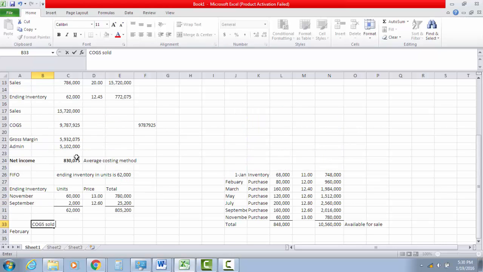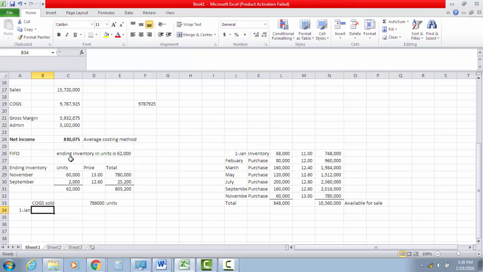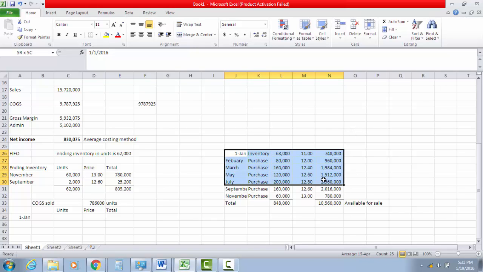You sold 786,000 units. And then here, what we're going to do is break out what units you sold. So we're going to do January 1, your items. Let me format my spreadsheet a little. So you sold all of your January items. And let's see what the remaining ones you sold.